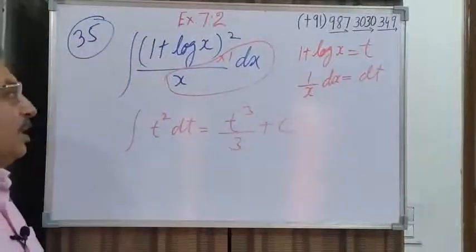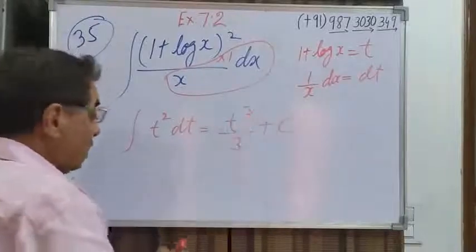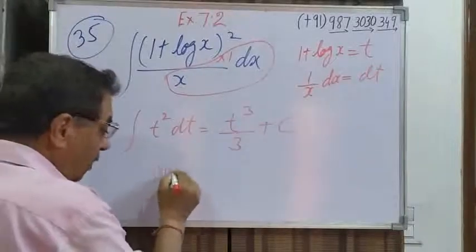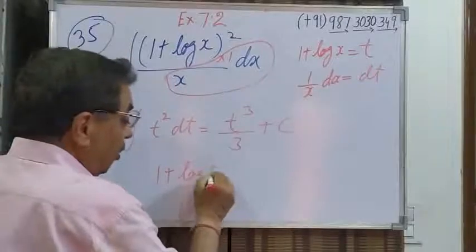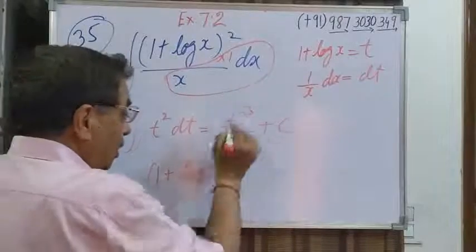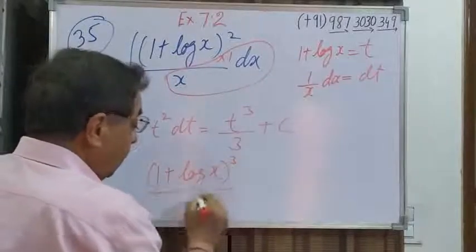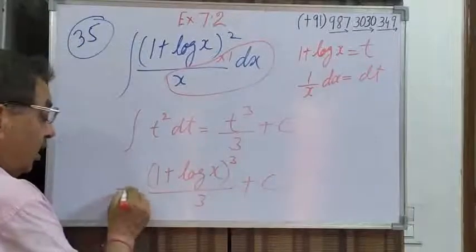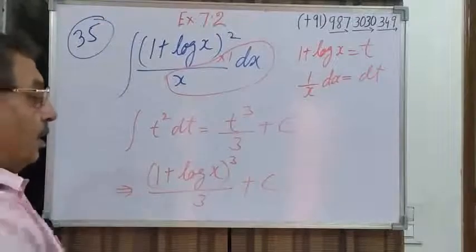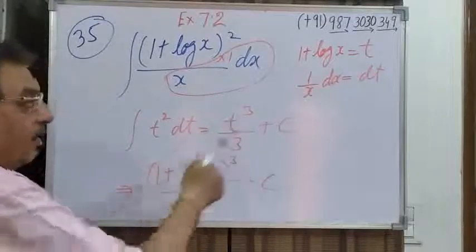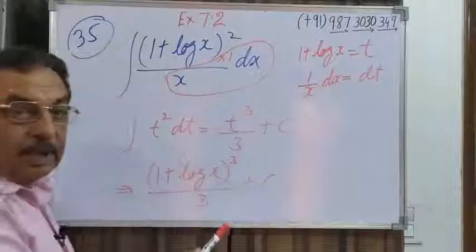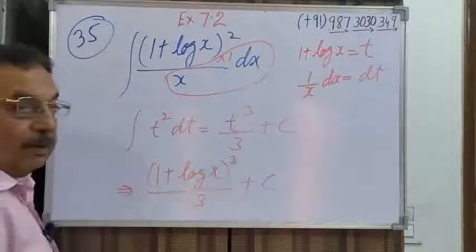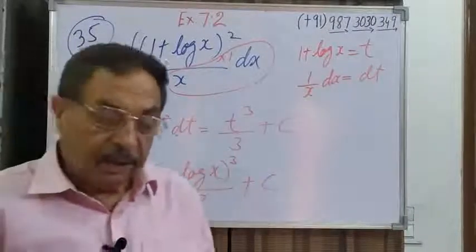And now what is t? We have taken 1 plus log x. So ultimately the answer is 1 plus log x whole cube divided by 3 plus c. This is our final answer for this one. With t substituted back, t we have taken as 1 plus log x, so 1 plus log x to the power 3 upon 3 plus c, and that is all.